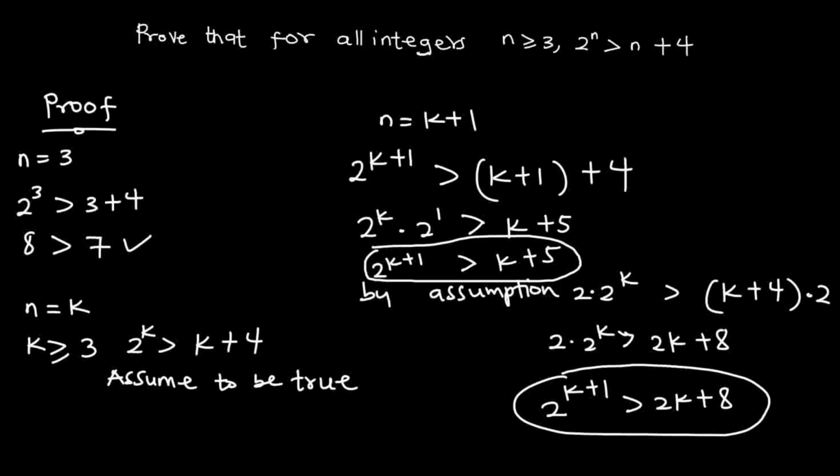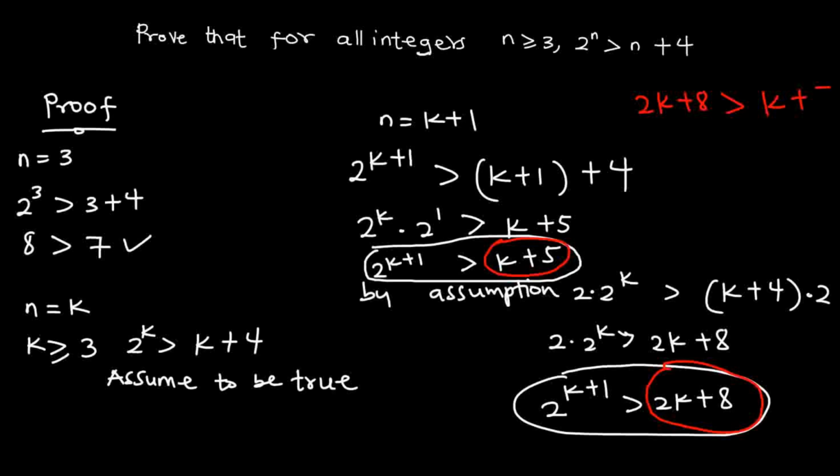For us to do this, let's compare the values on the right hand side. Here the value on the right hand side is k plus 5, and here also the value on the right hand side is 2k plus 8. Comparing these two values, you see that we have 5 here and 8 here, but 8 is greater than 5. And then we have k and we have 2k, and so 2k will be greater than k, since k is a positive integer. So then we will know that 2k plus 8 is greater than k plus 5.